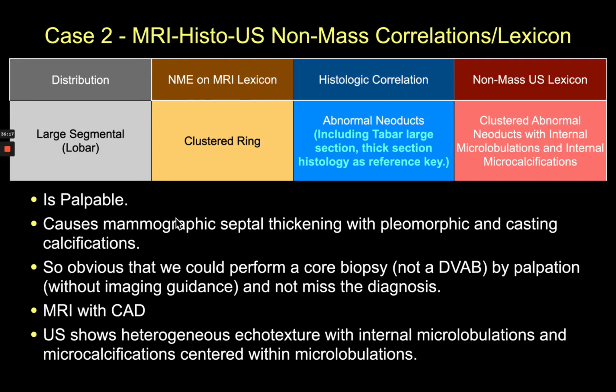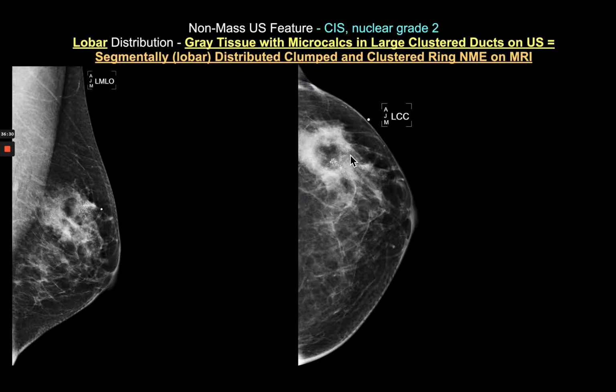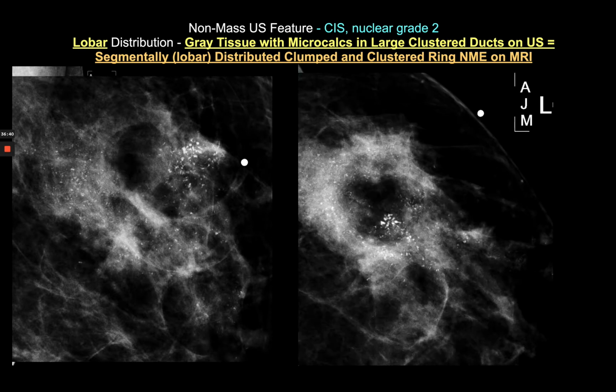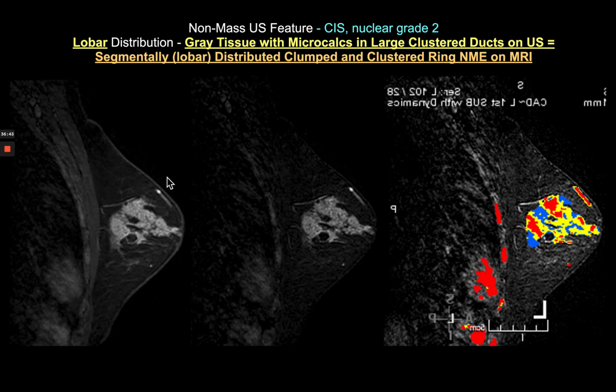Okay, another case. Large segmental distribution, clustered ring enhancement on MR. We're going to see clustered abnormal neoducts with internal microlobulations and internal microcalcifications. And this is going to correspond to neoducts on MR. So here it is. It's grossly positive. It's BI-RADS 5. There's lots of pleomorphic calcifications, major asymmetry. Nobody's going to miss this. But look at how beautiful the MR is.